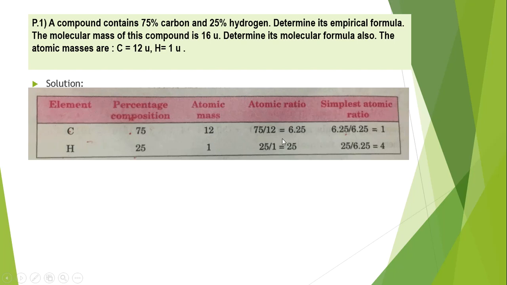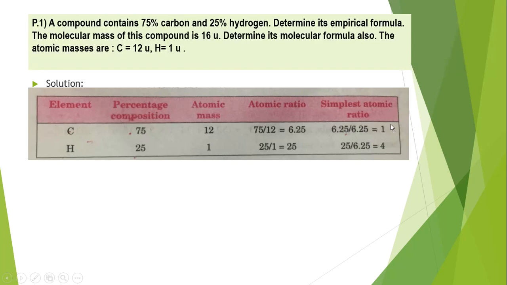Now you can see here only two elements were there, and among them, which is the least number? One is 6.25 and the other one is 25. So the least number is 6.25. Now we have to divide the atomic ratio by the least value. So we have to do 6.25 divided by 6.25, and here comes 1. The next one also we have to do with that, that is 25 divided by 6.25, which equals 4. Now you are having the simplest atomic ratio as whole numbers.